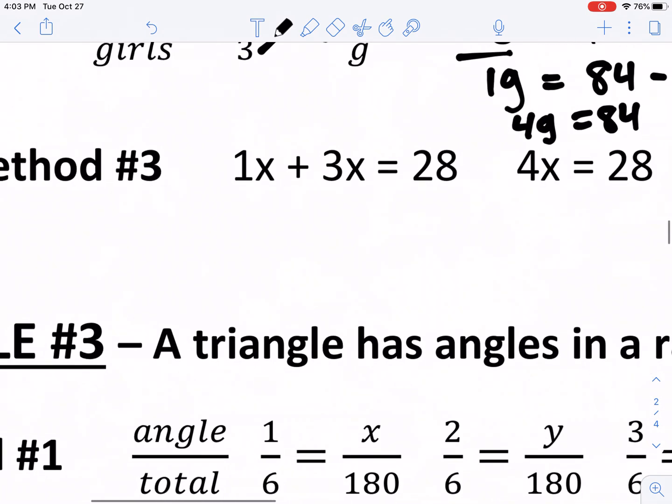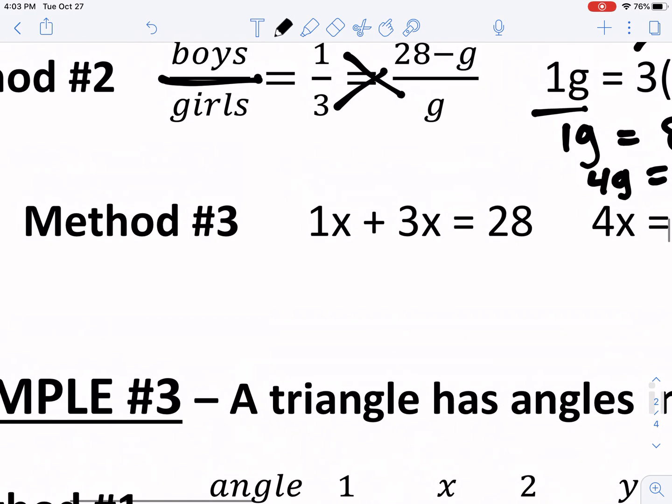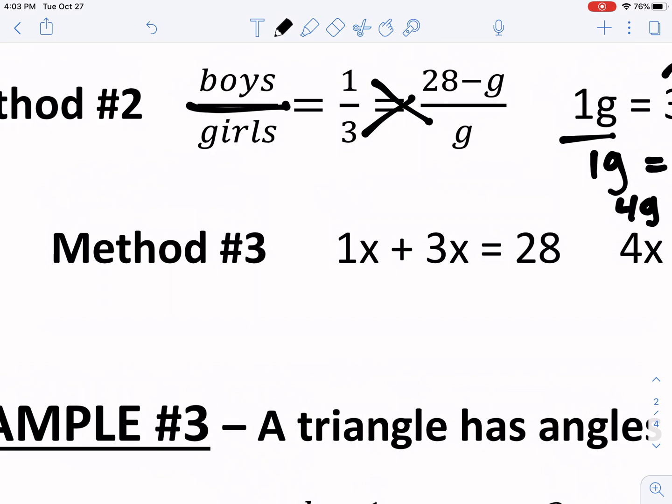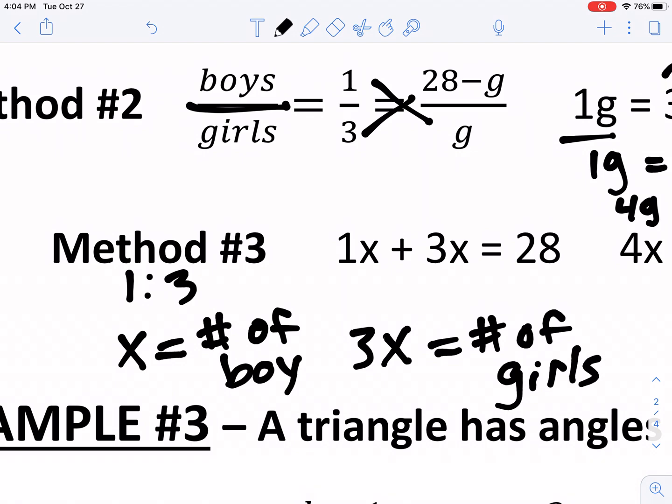Another way we can do it, and this is another way that might come up. In this example here, they say 1x plus 3x equals 28, okay? Well, remember, for every 1 boy, there were 3 girls. So if we think of this in terms of x being the number of boys, okay, then girls would be 3 times as much. Then 3x would be the number of girls. So this is just another way to solve the same question.